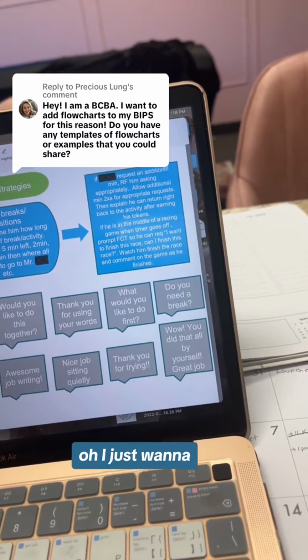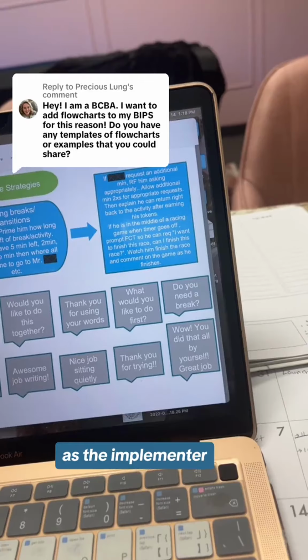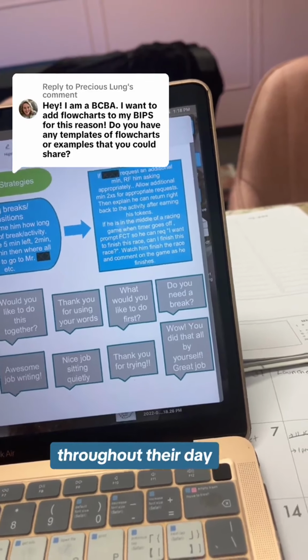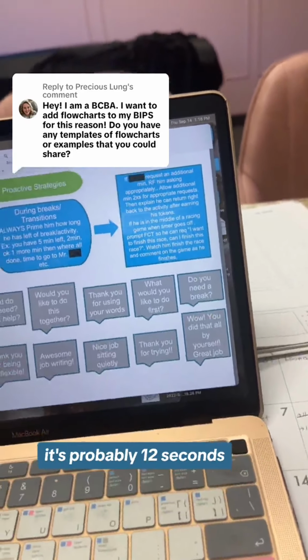Especially since he asked nicely, and you know he couldn't tell you, oh, I just want to finish the race and I know you gave me 2 more minutes. So this is where you need to be flexible as the implementer and the person guiding them throughout their day. Yes. So what's 30 seconds? What's another 2? It's probably 12 seconds. You see what I mean?